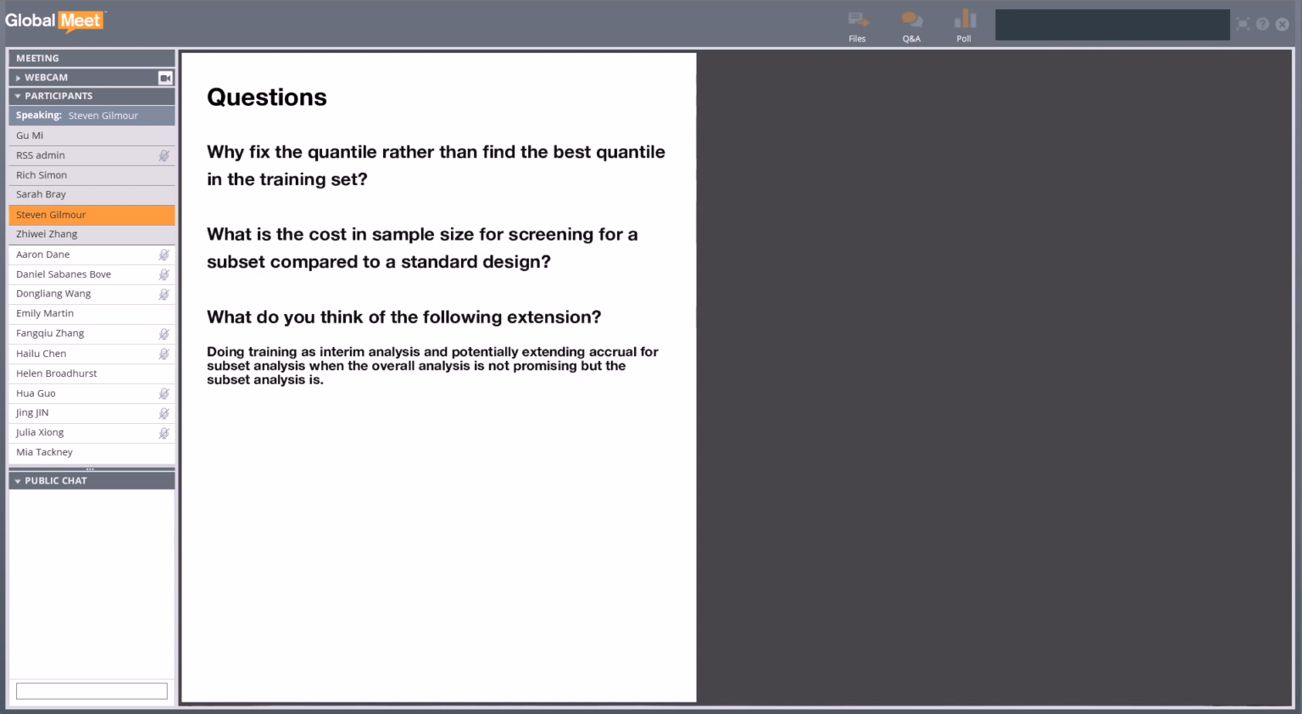Would the adaptive signature design also be an interesting option if one only has a single continuous biomarker and subsets are defined by different cutoffs of this biomarker? Right.